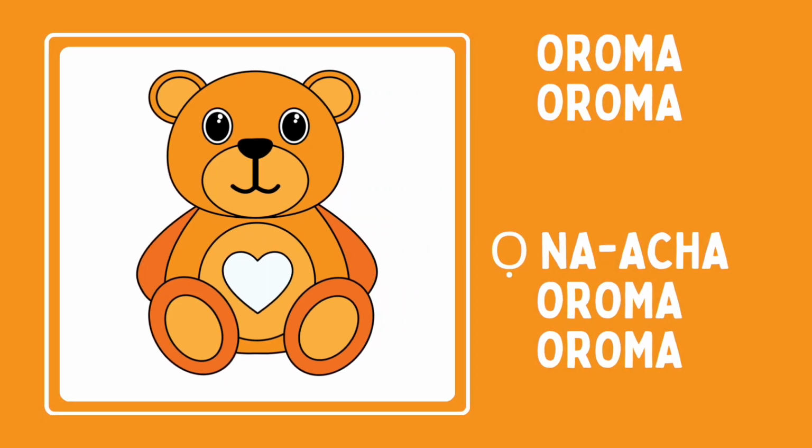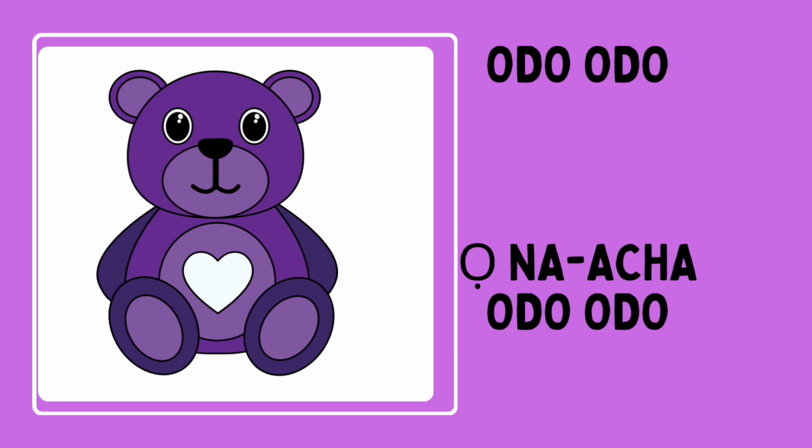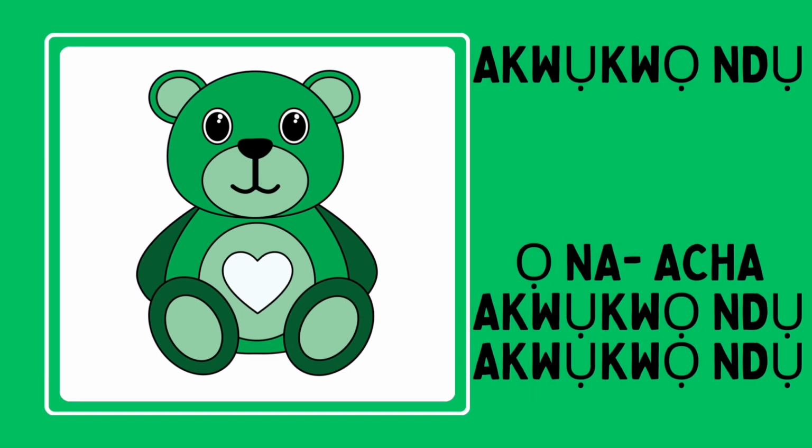Oroma oroma, orange. Onacha oroma oroma. It is color orange. Odo odo, purple. Onacha odo odo. It is color purple. Akwụkwọ ndụ akwụkwọ ndụ, green. Ọ na-acha akwụkwọ ndụ akwụkwọ ndụ. It is color green.